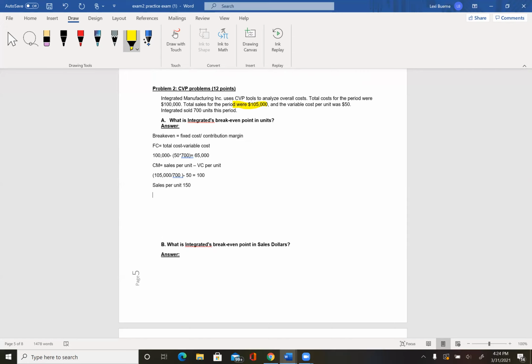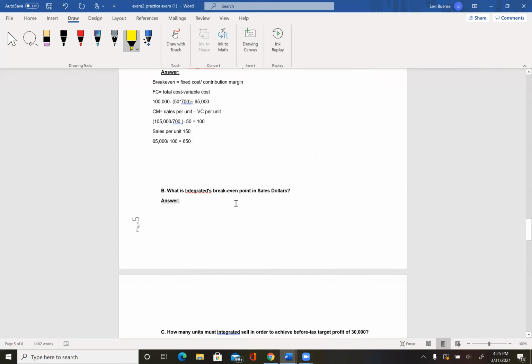And then, since you're overall looking for the break even, now that we've found the fixed cost and the contribution margin, you take the fixed cost, which is the 65,000, and you're going to divide that by the contribution margin, which is this 100 right here. And that gives you 650 for the break even in units.